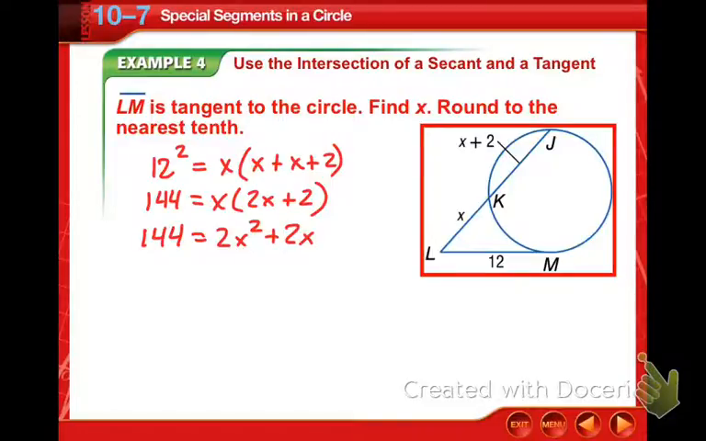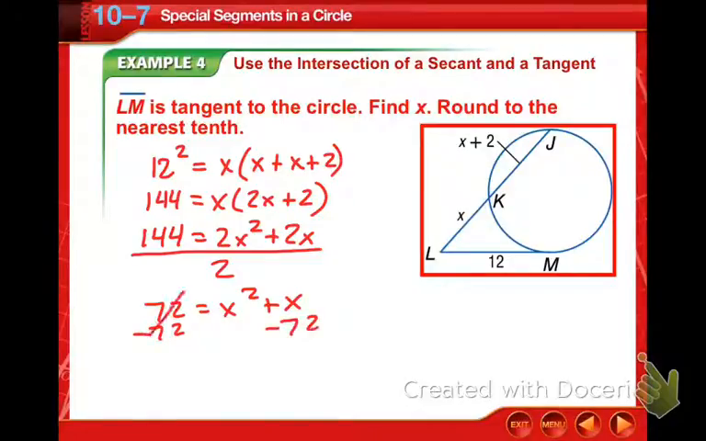Now before we do anything else, we had a 2 in front of everything except for the 144, which is even, so we can divide everything by 2. The 144 becomes 72. 2x squared becomes just x squared, and 2x just becomes x. Much simpler to factor. So now we're going to subtract the 72 from both sides. So we now have 0 equal to x squared plus x minus 72.